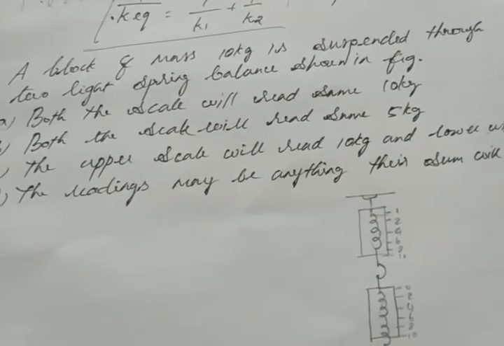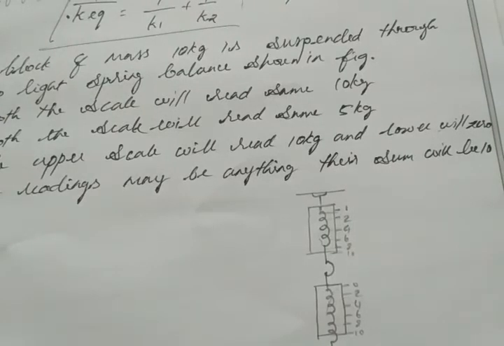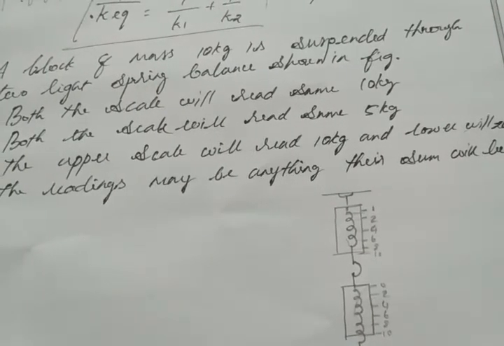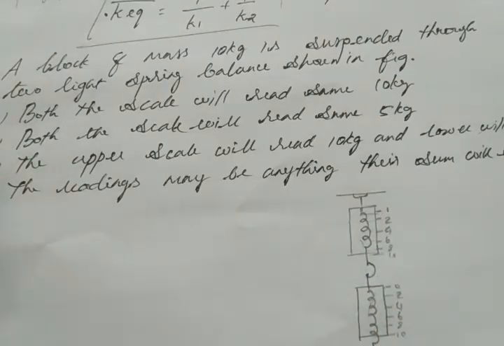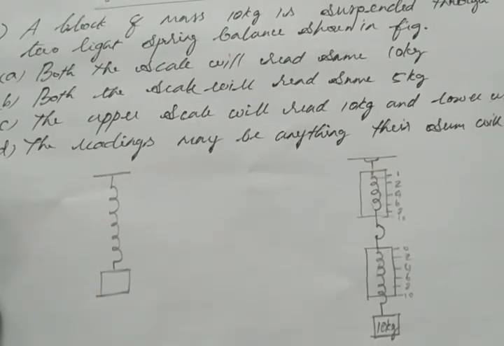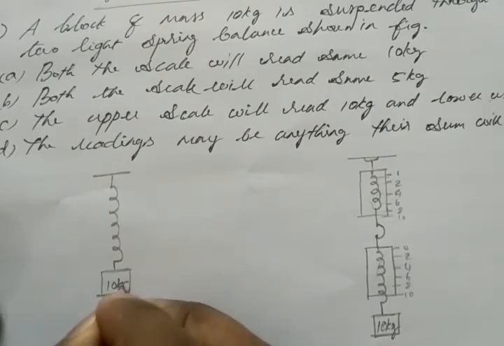Okay, final option: the readings may be anything, their sum will be 10. So this is the question. We have to choose the correct option. Okay, so we draw the combination of these two springs. This is the combination of two springs, right? It has 10 kilogram of mass.